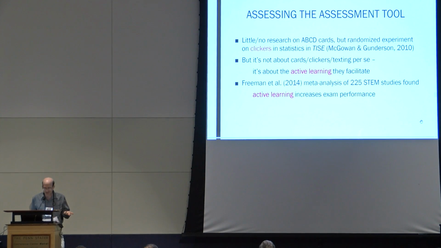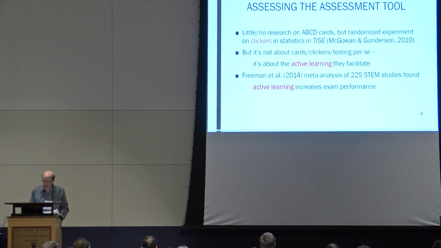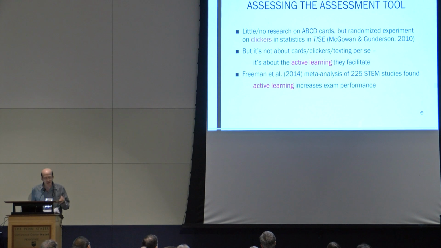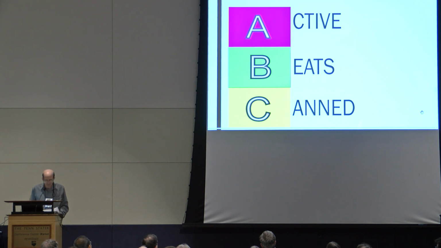So let's assess this assessment tool. There are studies on clickers, like the randomized experiment, and ties, if not on ABCD cards, but it's really not about the type of personal response system. It's about the underlying active learning that they facilitate. And there's a lot of support for active learning, a huge meta-analysis there. And we know that GAISE recommends fostering active learning because active beats canned, right?